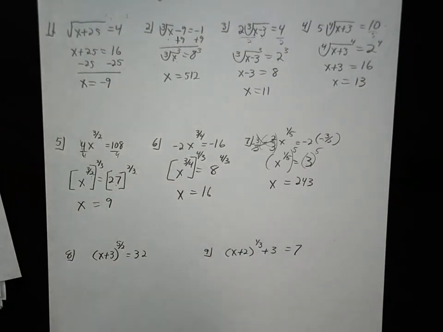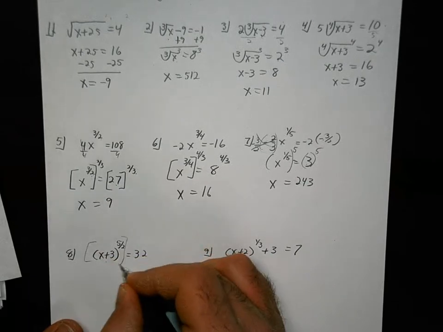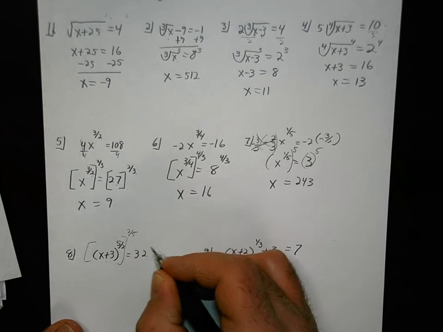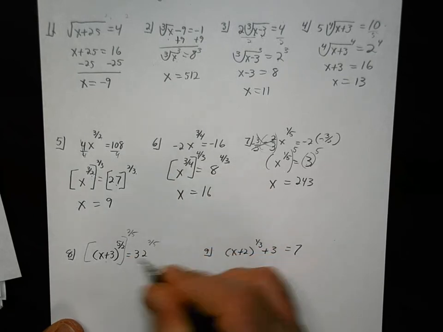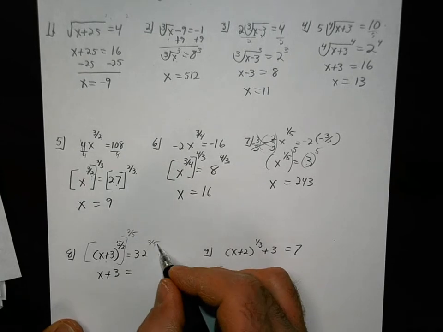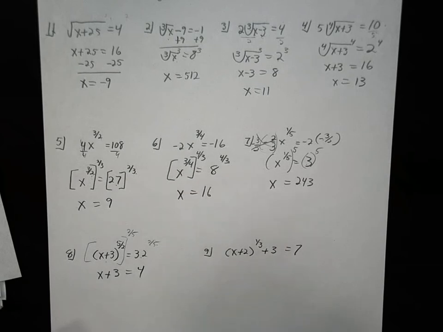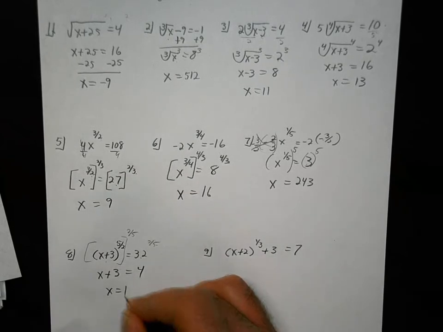Okay, two more. Here I've got this isolated already, so I can raise both sides to the 2/5 power. That's going to undo this. I'm just going to be left with the x plus 3. The 5th root of 32 is 2. 2 squared is 4. Subtract 3 from both sides, I get x equals 1.